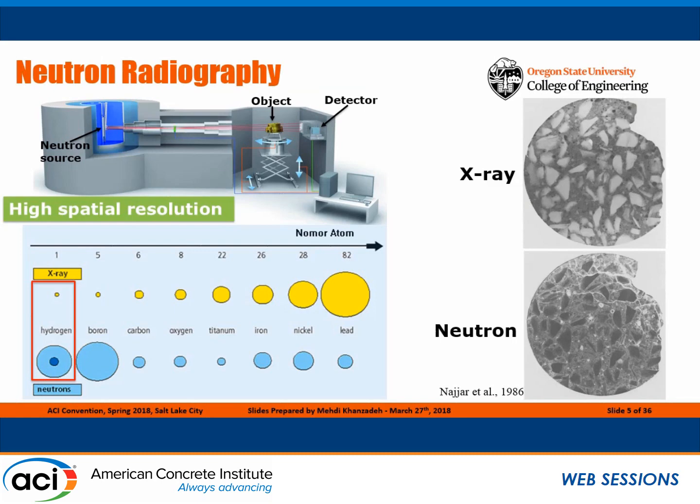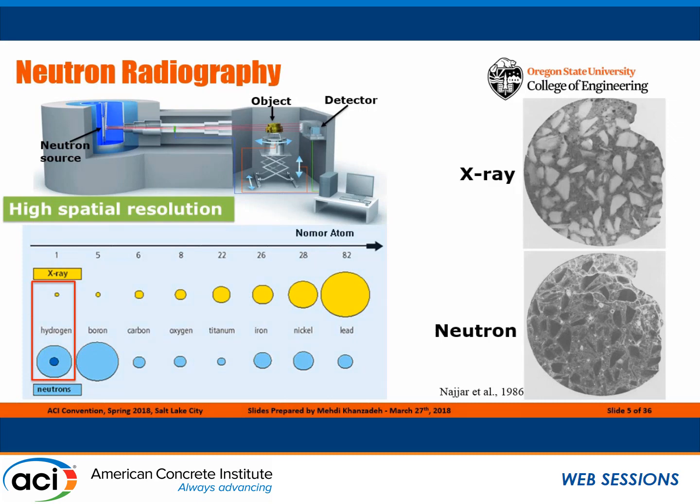But the method I'm going to introduce today to measure the settlement is neutron radiography. The basic concept is similar to X-ray measurement or X-ray radiography, but instead of the X-ray beam, we have a neutron beam. As shown in the right images, I have a concrete cross-section imaged using X-ray at the top, and the same cross-section imaged by neutron at the bottom.